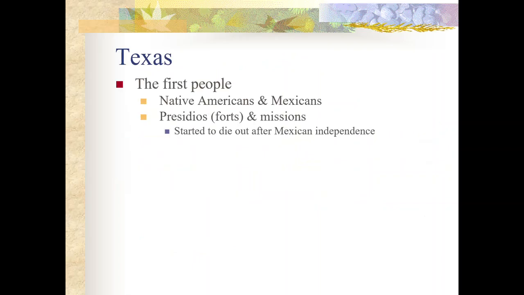Texas was a Spanish territory even after the selling of the Louisiana Purchase, until Mexico wins their independence from Spain. So the first settlers there were Native Americans and Mexicans. They lived amongst each other.